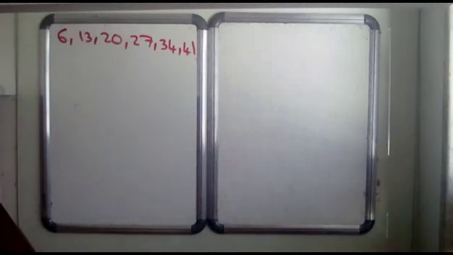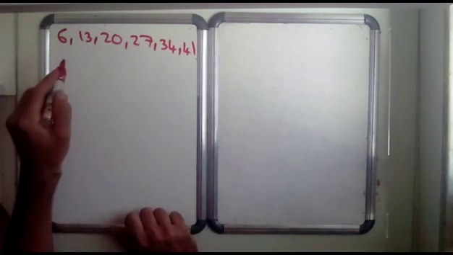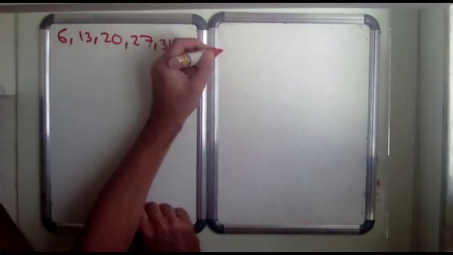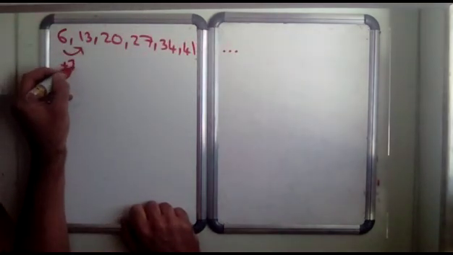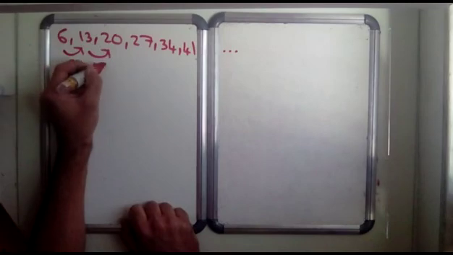Okay, here's the first example. We need to find the nth term of this linear sequence: 6, 13, 20, 27, 34, 41 and so on. Firstly, I know it is linear because this is happening every time.